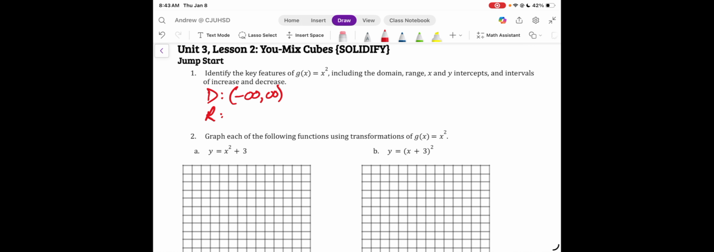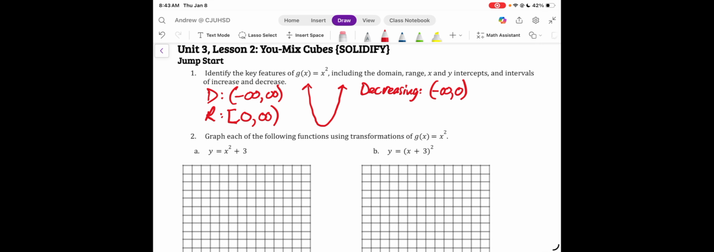The range, on the normal, we would call this the parent function, x squared. So in other words, there's no transformations. That would go from 0 with a hard bracket, so we include 0, to positive infinity. And for intervals of increase and decrease, remember the shape comes down, swoops down, comes back up. So it's decreasing from all the way to the left, negative infinity, until you get to 0.